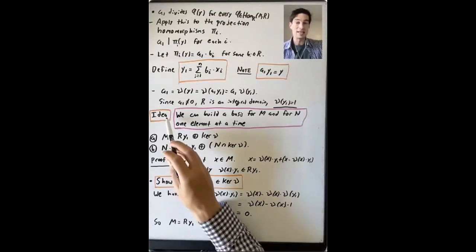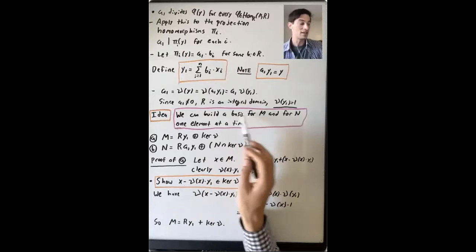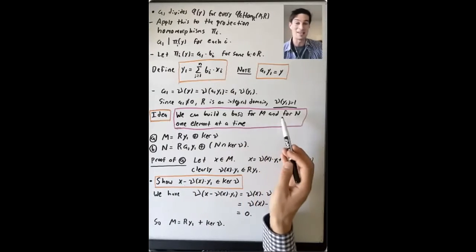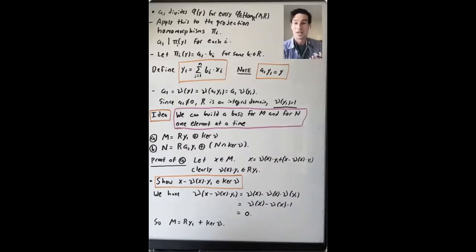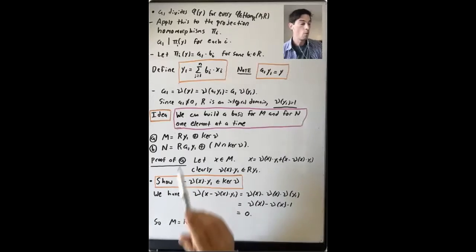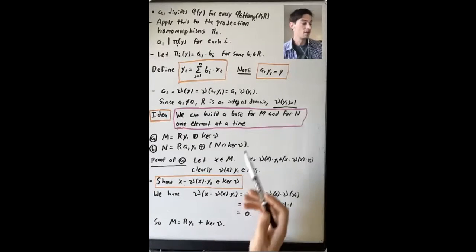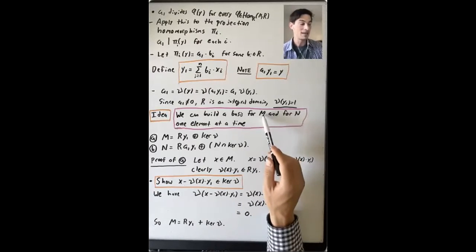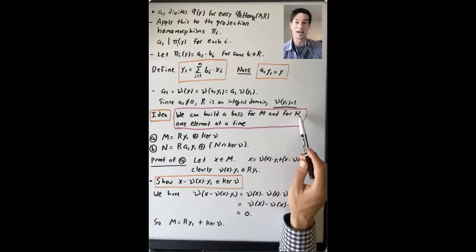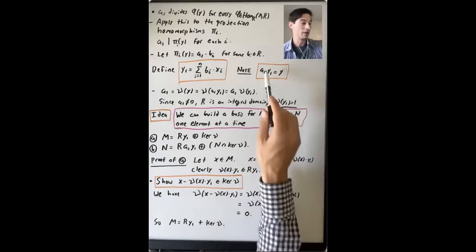It takes a while to get here, but if I were to think about how this argument actually works, the main idea is that you can build this good basis for M and this good basis for N, meaning ones that satisfy the divisibility conditions you need, one element at a time. And what are our first elements of these bases going to be? The first element in the basis of M is y1, and the first element in the basis of N is going to be a1y1, which is y.